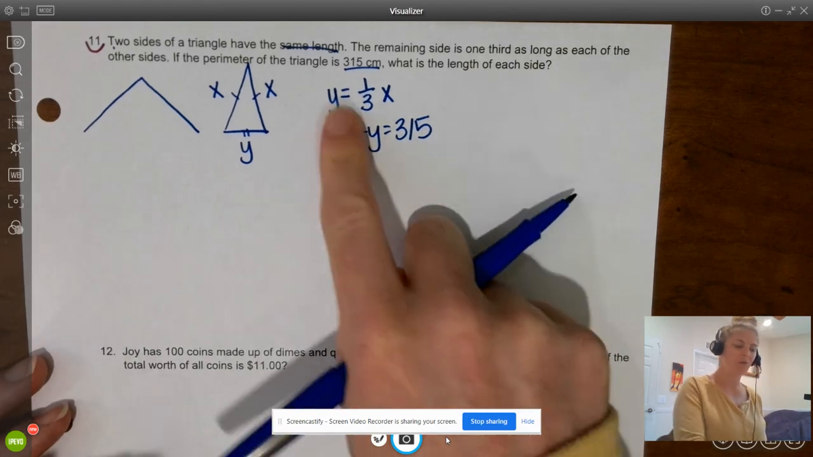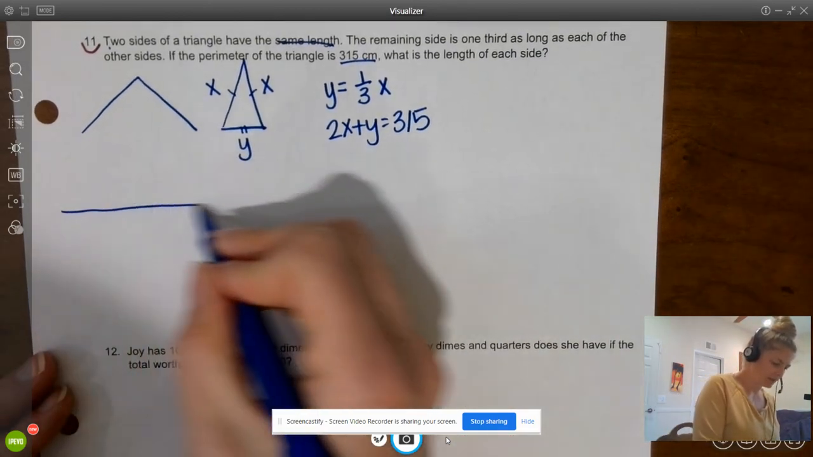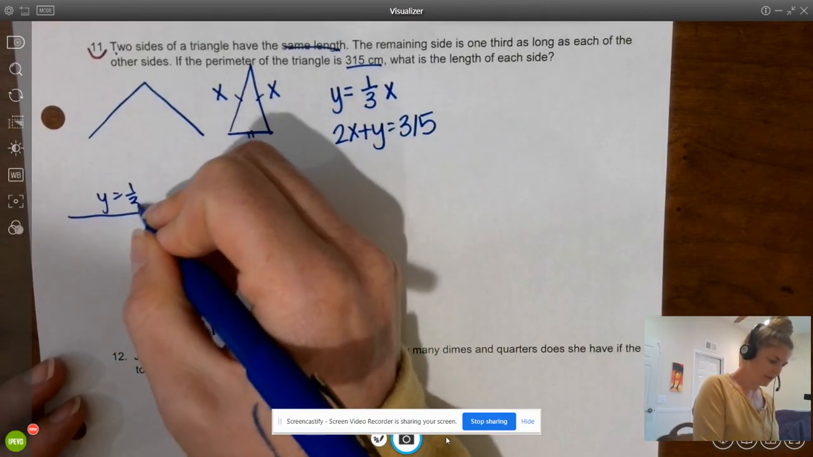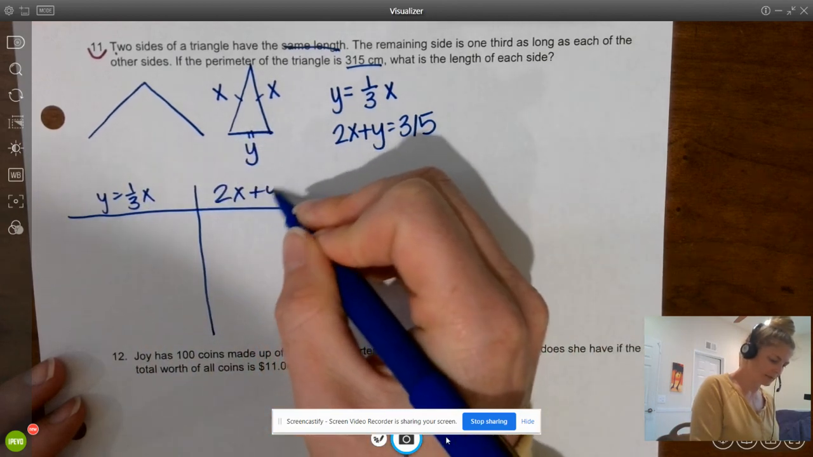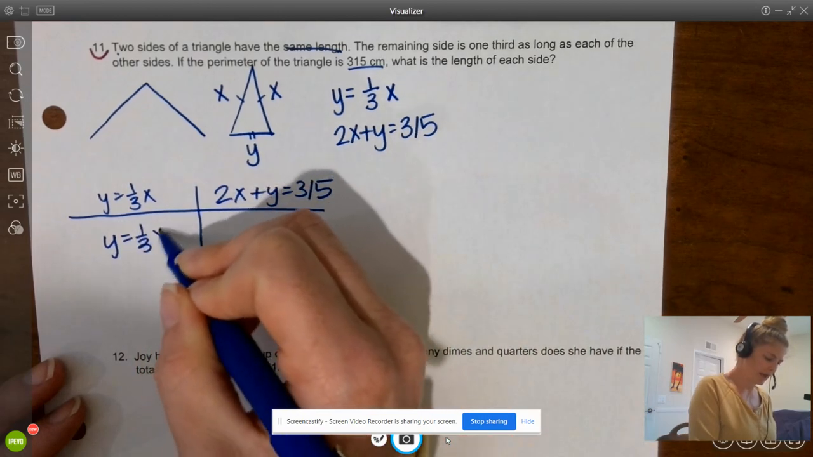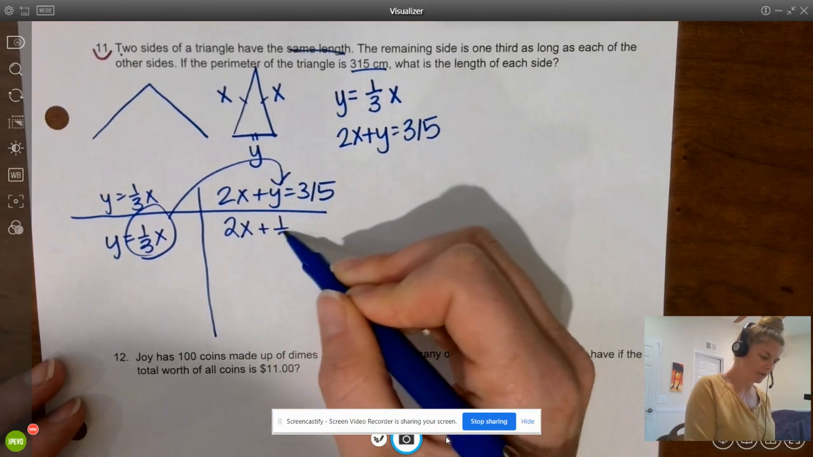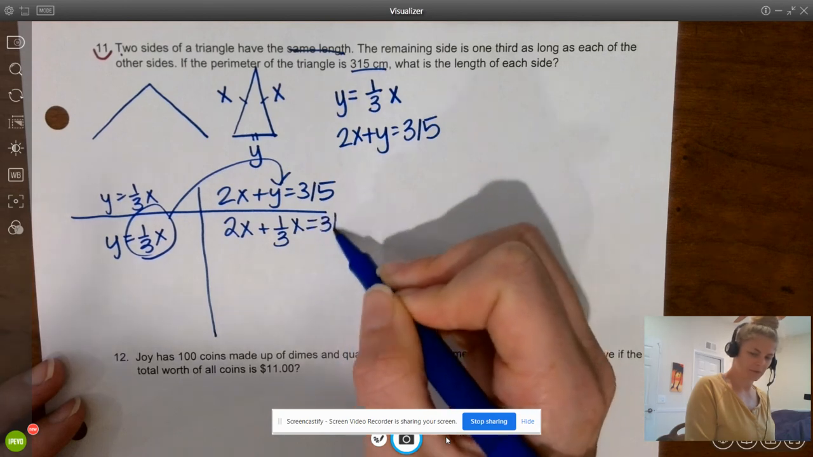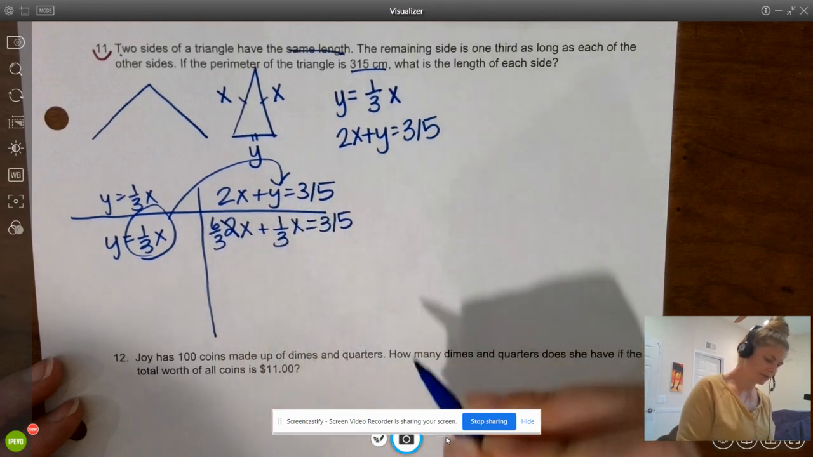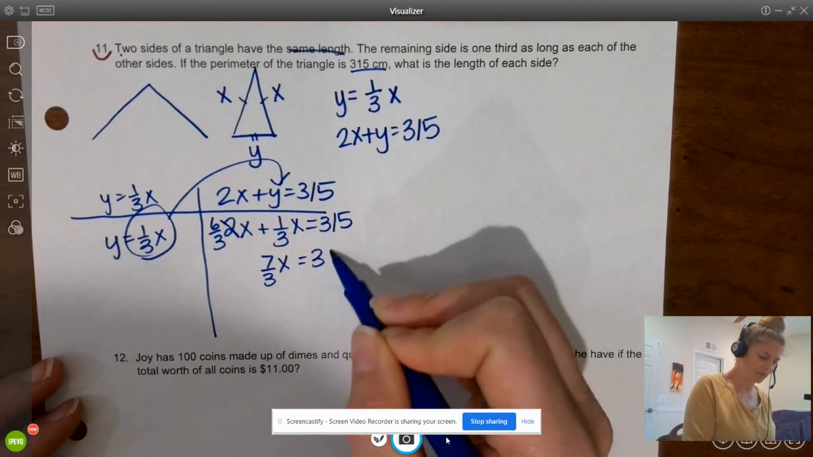From here, well, we already have y isolated. Why don't we use substitution? So I'm going to set up my t-table here. y is equal to 1/3 x, and 2x plus y is equal to 315. y is equal to 1/3 x. We're going to substitute that in for y over here. So I'll have 2x plus 1/3 of an x is equal to 315. Remember, 2x is the same thing as 6/3. So here I would have 7/3 of an x is equal to 315.